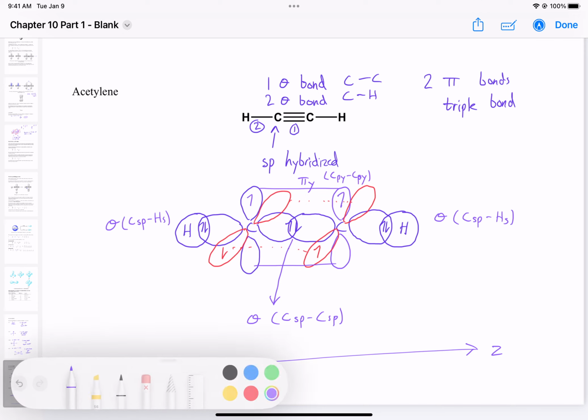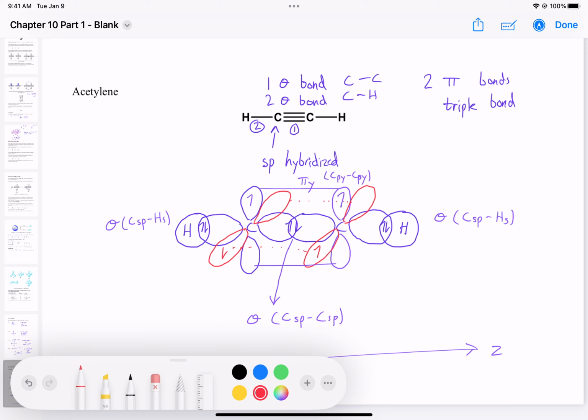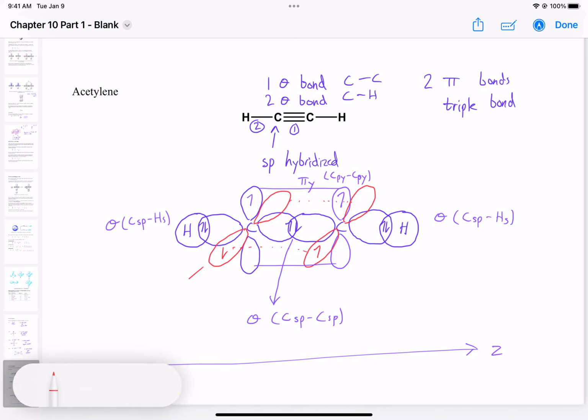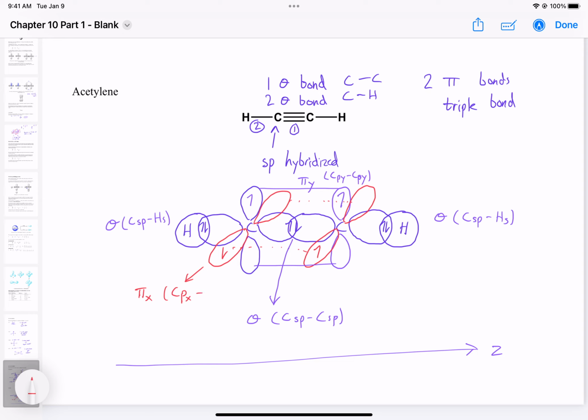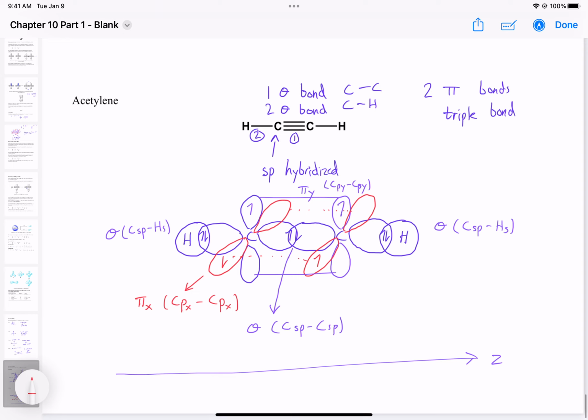And then this red bond here, let's mark in red. This bond here we could label as another pi bond in the x direction, so it's going to be from the px to px, so the C px to C px p orbital bond. So that's a pi bond. Okay, so we have 2 sets of pi bonds, pi x and pi y, and then sigma bonds. So 3 sigma bonds, 2 pi bonds. So that's how you would write the one for acetylene.